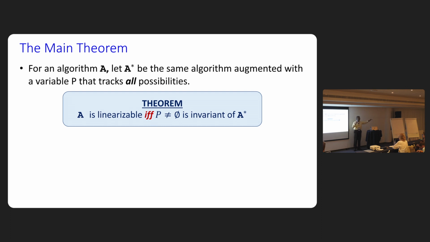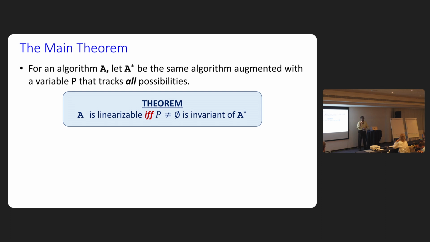Furthermore, if their algorithm is linearizable, then surely P not being empty will be an invariant of A star, and therefore my method will not miss. It's not like sometimes it is able to show linearizability and for some algorithms it cannot. No. If that algorithm is linearizable, I am sure to be able to show it to be linearizable, because this is sure to be an invariant of A star. So long as I can show that it's an invariant of A star, I'm not missing the truth.